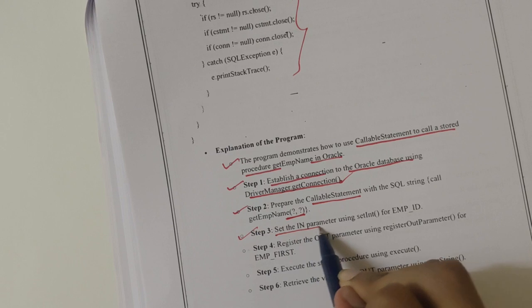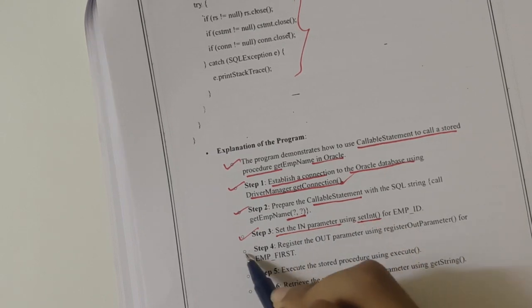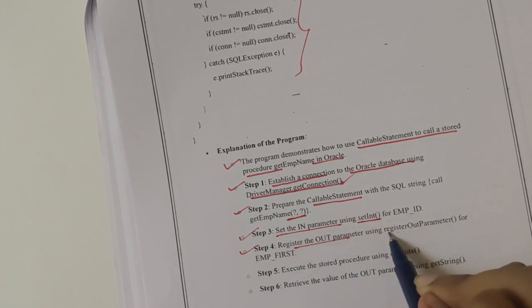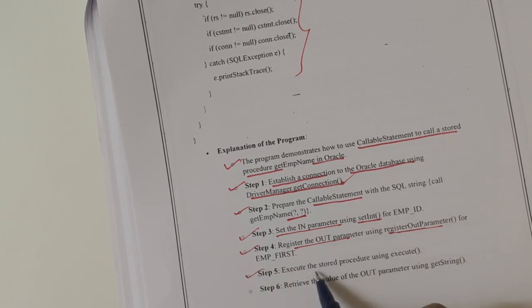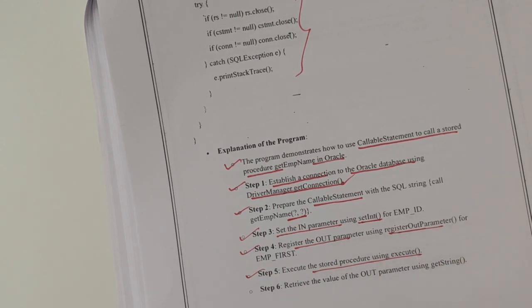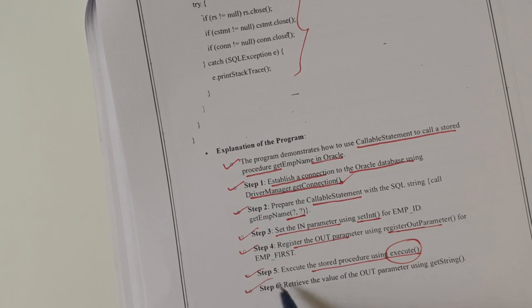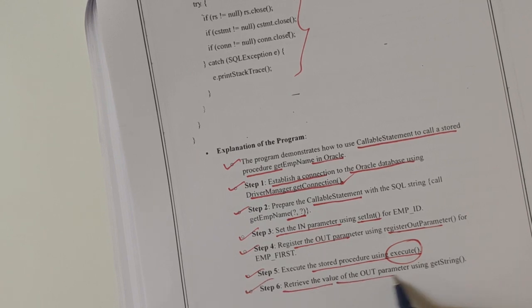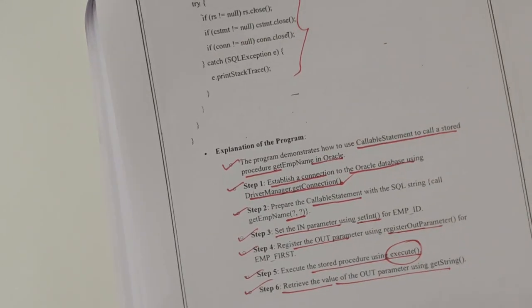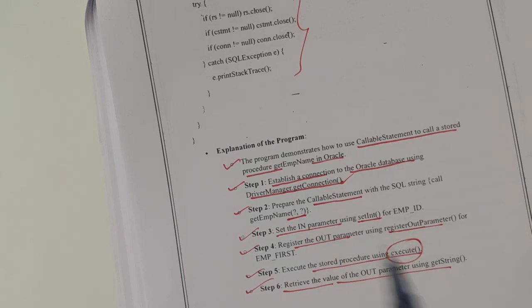Next, set the in parameter using the setInt value. Register the out parameter using the registerOutParameter. Next, execute the stored procedure using the execute method. And next, you retrieve the value of the out parameter using getString. So that's all about the explanation of this program. Moving forward.